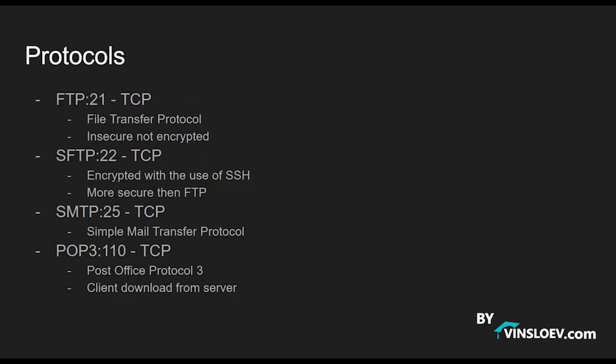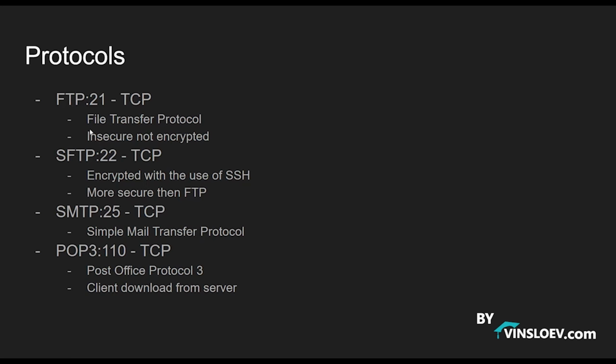So some of the protocols that we have: FTP, which uses port 21 as its standard port, and it uses TCP as its communication protocol, which we discussed in the last lecture. FTP stands for File Transfer Protocol, and we use this to transfer files over the network. And this is an insecure communication type because our files are not encrypted, meaning that anyone can eavesdrop and see what kind of information we are basically transferring.